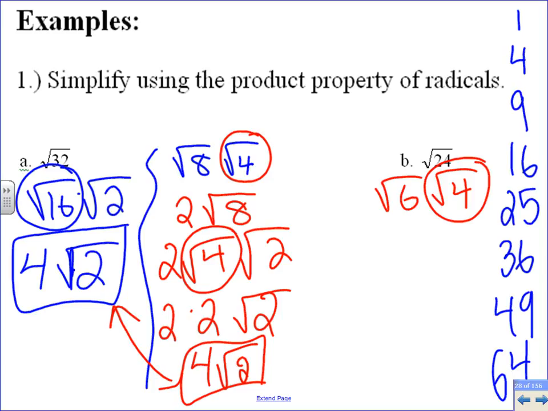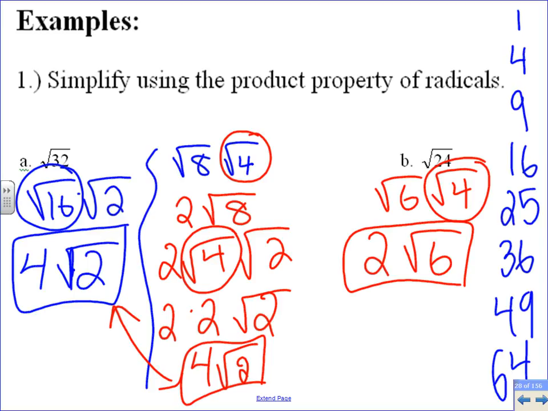What's the square root of 4? Good. Can this be simplified any further? No. There is not a perfect square that can be divided into 6. If you use your calculator and type in 2 square root of 6, it is the same decimal as square root of 24. But we are not leaving our answer at the decimal. We are keeping it exact.